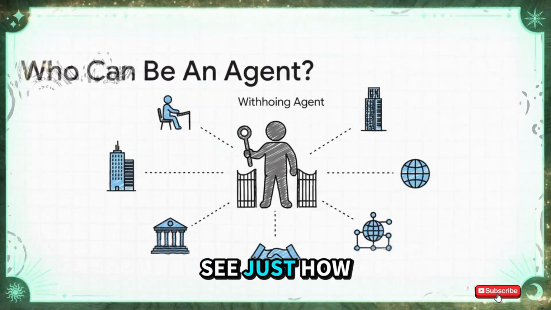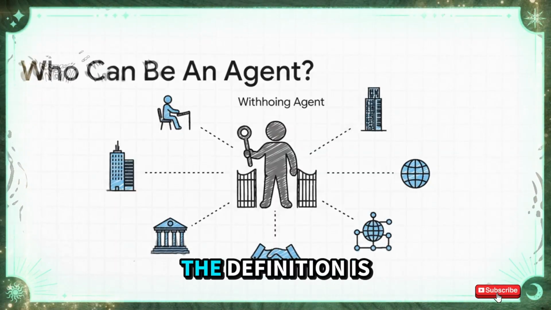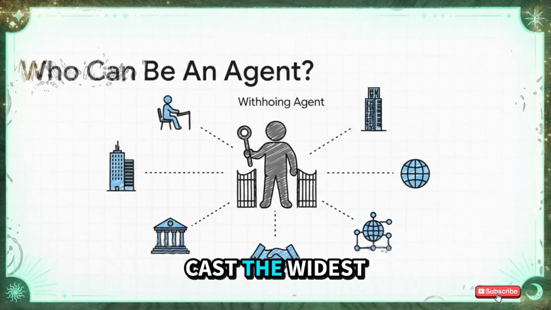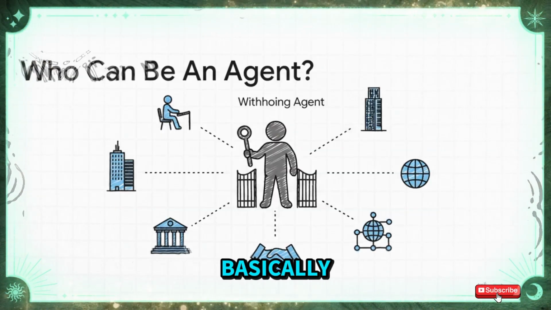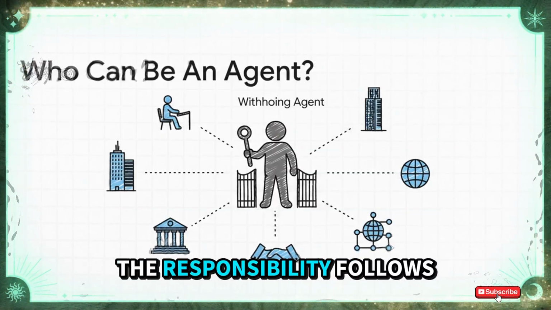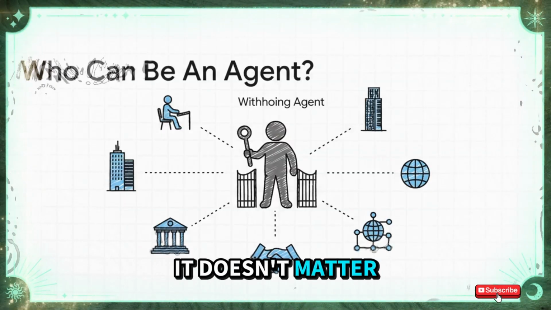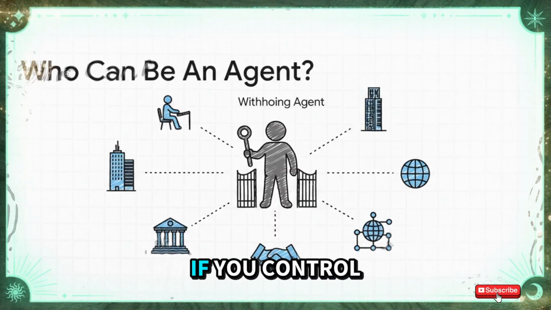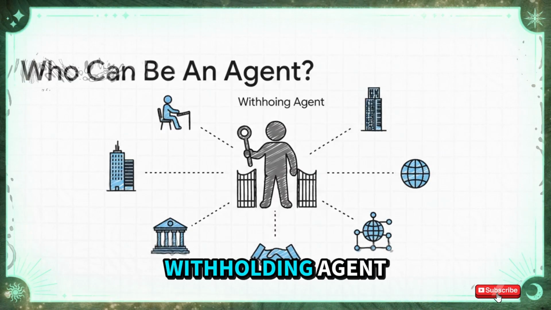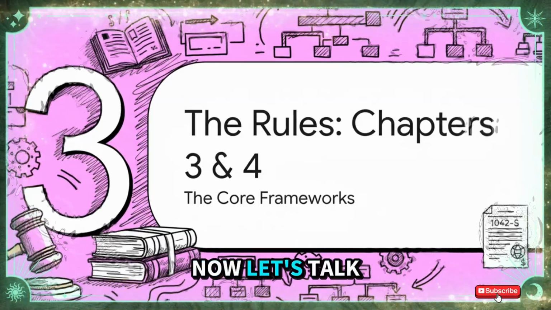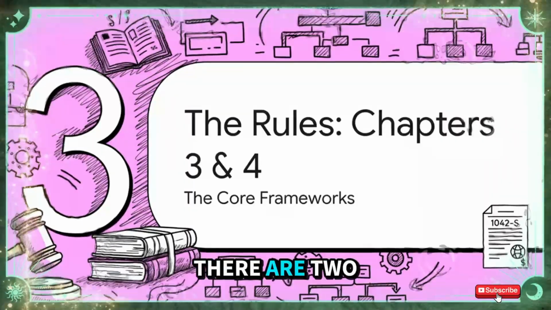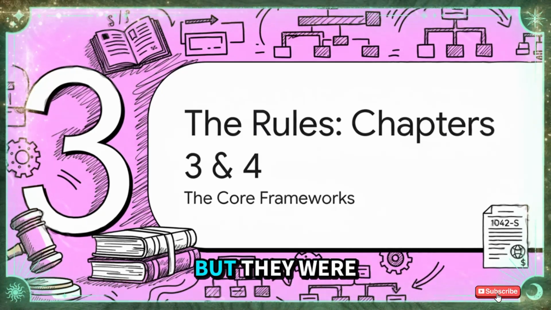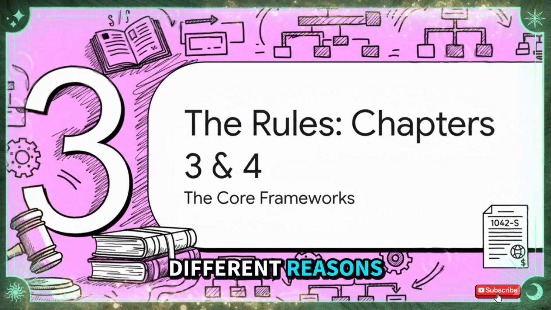And you can see just how the system is designed here. The definition is super broad, and that's on purpose. It's meant to cast the widest net possible. Basically, the rule is, the responsibility follows the money. It doesn't matter if you're a single person running a business or a giant multinational bank. If you control the payment, you are the withholding agent. Now, let's talk about the rules of the game. There are two parallel frameworks that make all of this happen. They work together, but they were created for very different reasons.